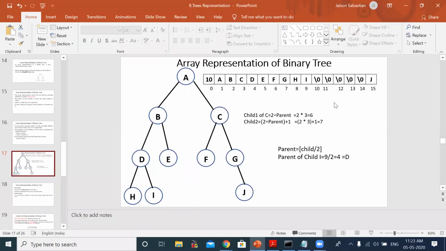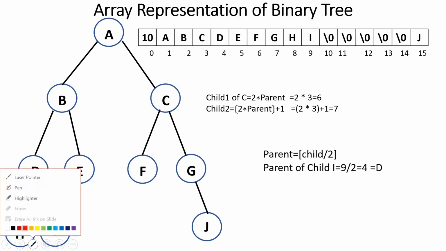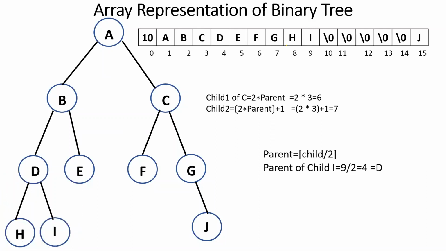Is it correct? G, H, I, yeah, correct. For E, we don't have any. Then F. Okay, correct. So here, if any of the vertices does not have any child node, here E does not have any child node. So what we have to do? We have to insert null into the positions where we don't have any child node, right?